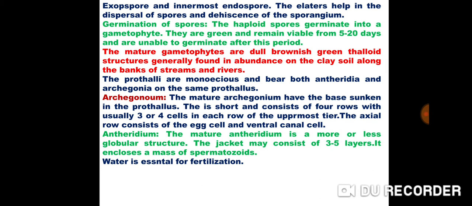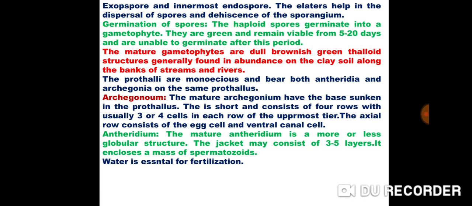Then germination of spores. The haploid spore germinates into a gametophyte. They are green and remain viable for 20 to 50 days and are unable to germinate after this period. The mature gametophytes are dull, brownish green, thalloid structures generally found in abundance on the clay soil along the banks of streams and rivers. The prothalli are monoecious and bear both antheridia and archegonia on the same prothallus.